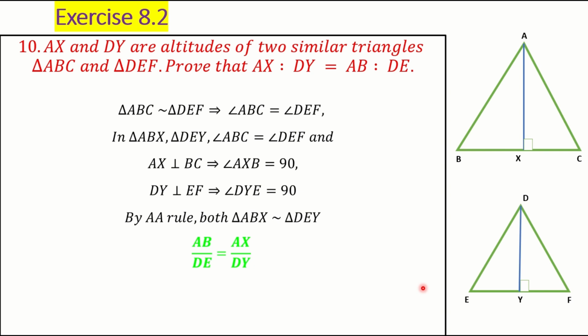AX and DY are altitudes of two similar triangles, ABC and DEF. Prove that AX by DY equals AB by DE. Ratios basically. It is exactly the same as before. Since it is an altitude, we can take advantage of angle AXB being 90 degrees, so it is much easier to prove that they are similar triangles. Okay, next.